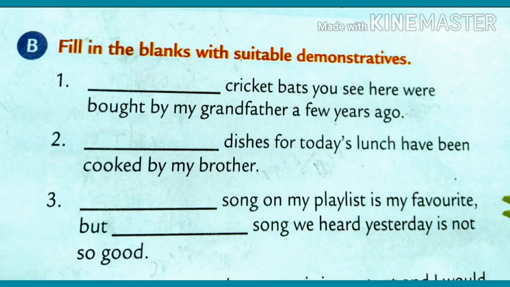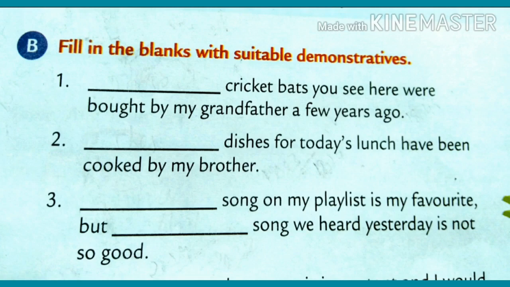Second sentence: Dash dishes for today's lunch have been cooked by my brother. See the noun dishes. It is plural in form, so we have to use only these or those. These dishes. They mention the dishes which are near to them. These dishes for today's lunch have been prepared and cooked by my brother. The answer is these. Shall we see the third one?